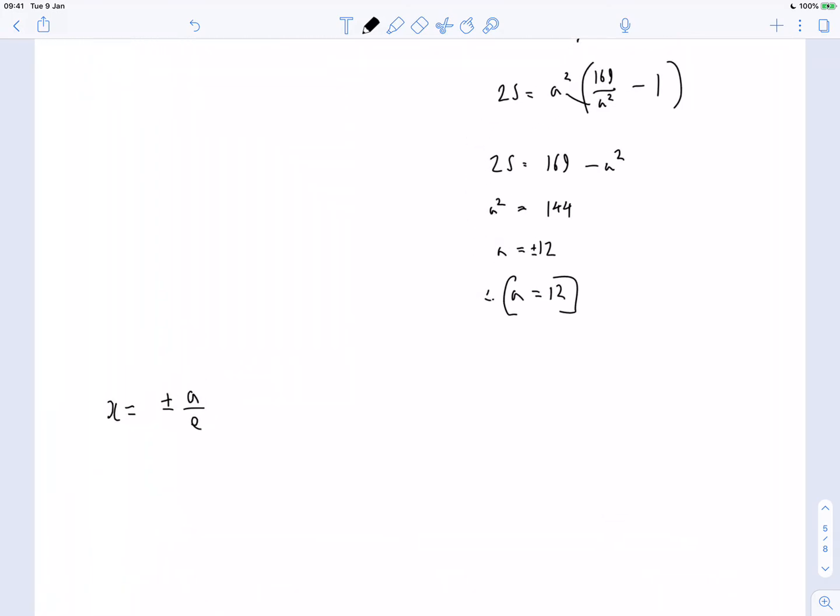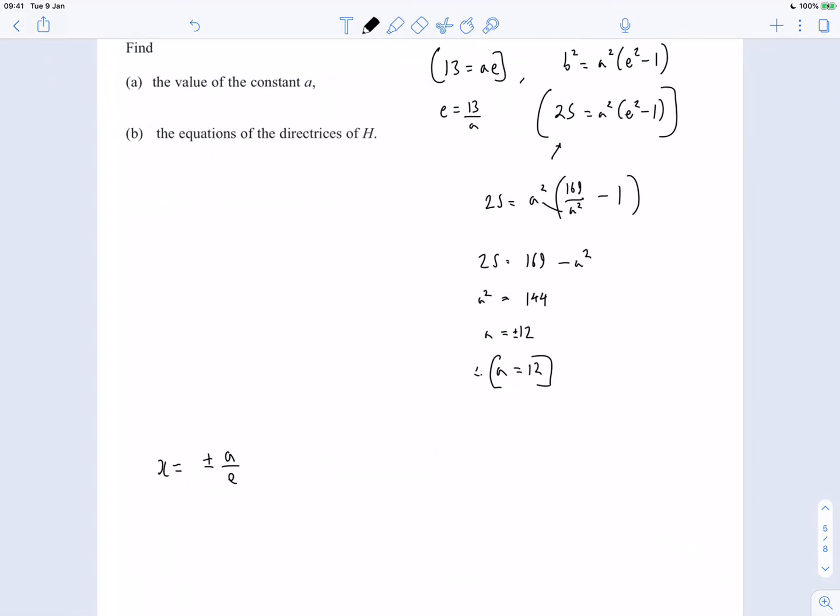Well, I know what a is, I just need to work out what e is. Well, if a equals 12, then 13 equals 12 times e. So e equals 13 over 12. So that means the directrices are x equals plus or minus a, which is 12, over e, which is 13 over 12. So I believe that's plus or minus 144 over 13.